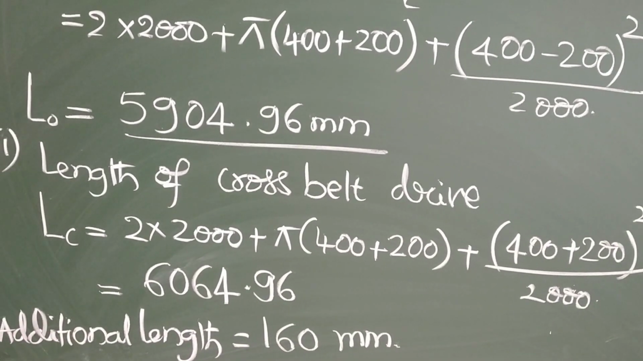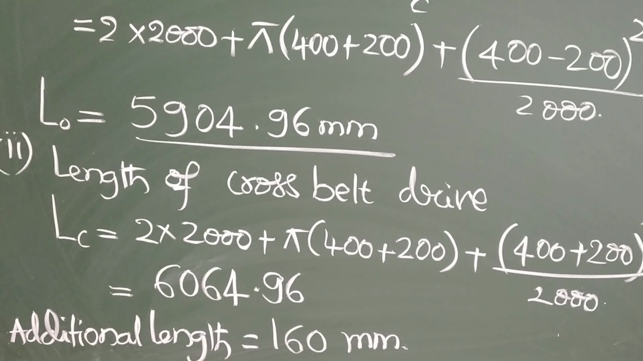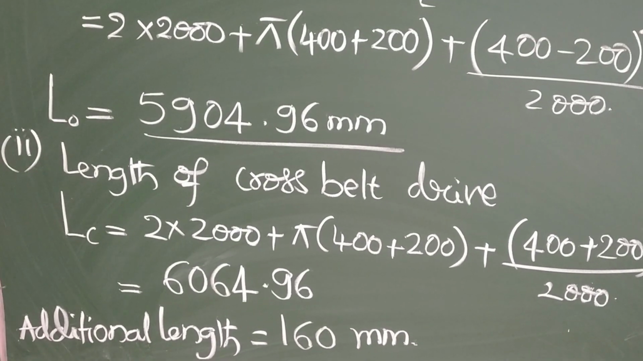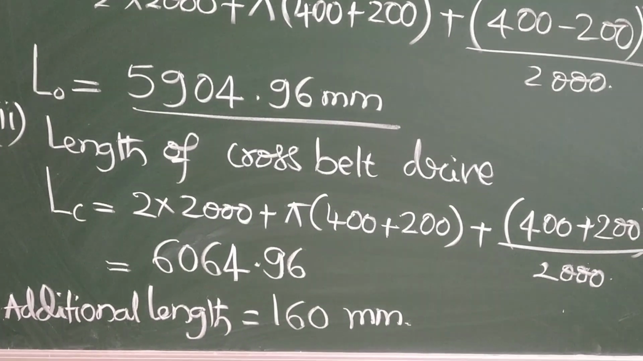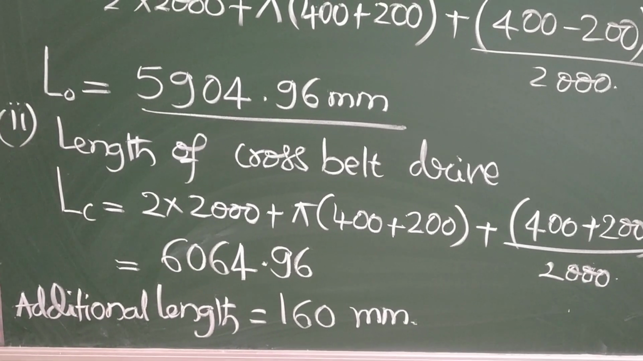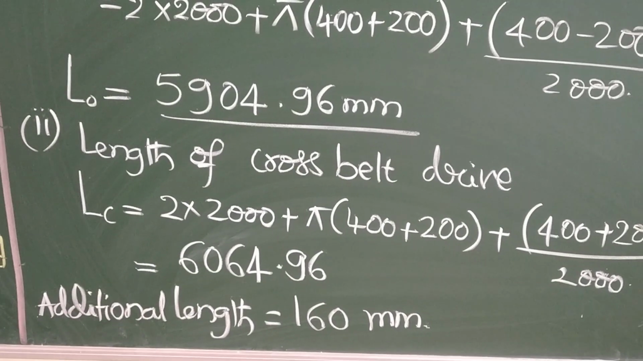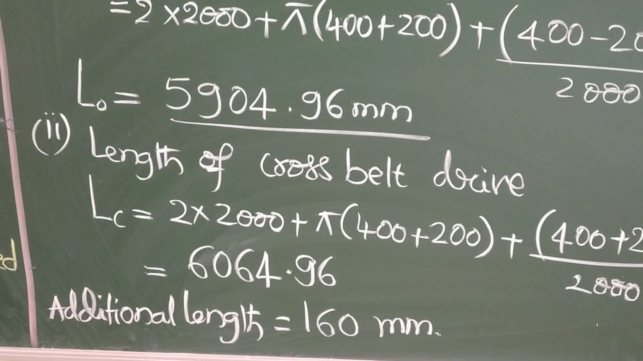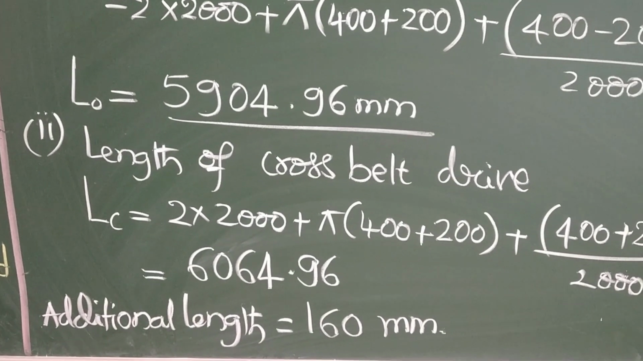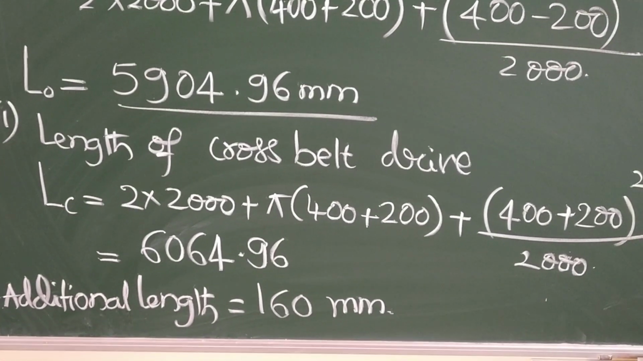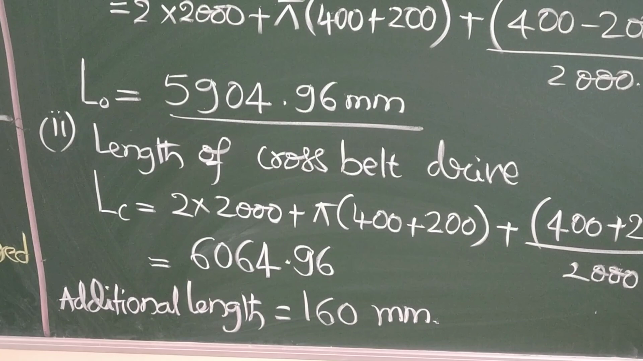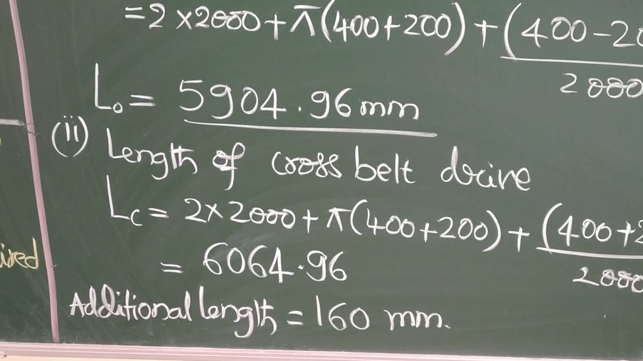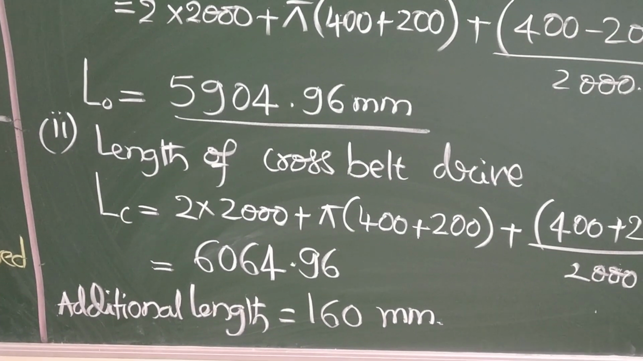The same formula with the change is R1 plus R2 whole square by C. Therefore, LC is obtained as 6064.96. Always note that the length of the cross belt drive will be larger than the length of the open belt drive, and if you subtract LC minus LO, it gives 160 mm. This is the additional length of the belt required, that is 160 mm. Thank you.